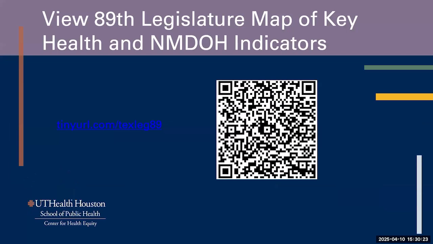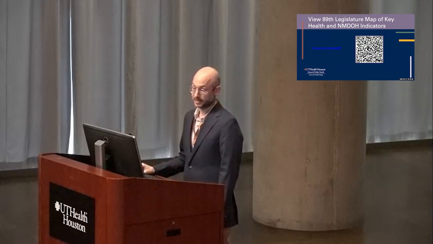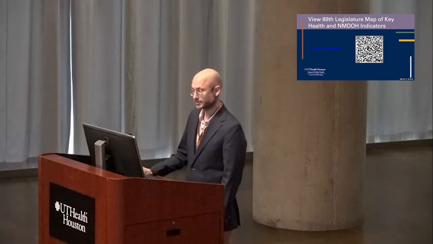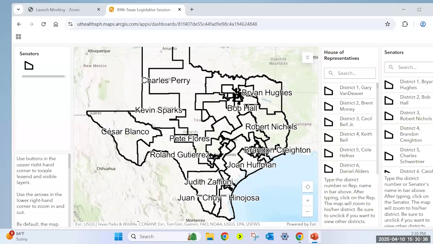Okay, and so the map can be accessed by scanning the QR code or this URL, which is tinyurl/texleg89. And so I'll temporarily close this and show you how the map works. Okay, there we go. So bear with me, I'm going to be navigating from here.